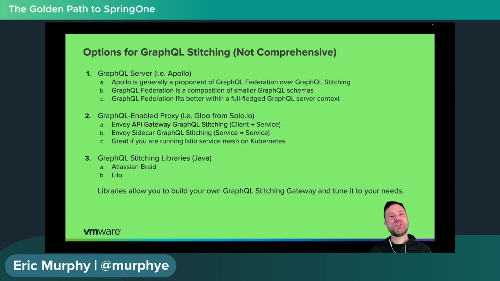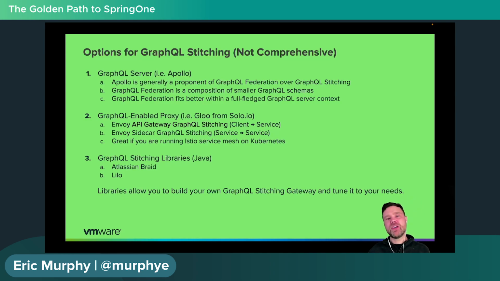So what are some options for GraphQL stitching? And this is not a comprehensive list. So first up is a dedicated GraphQL server, and Apollo is a very popular one, if not the most popular. However, Apollo is generally a proponent of something called GraphQL Federation instead of GraphQL stitching. And this is where you have GraphQL Federation and it's a composition of smaller GraphQL schemas. So this is similar but different than stitching, right?